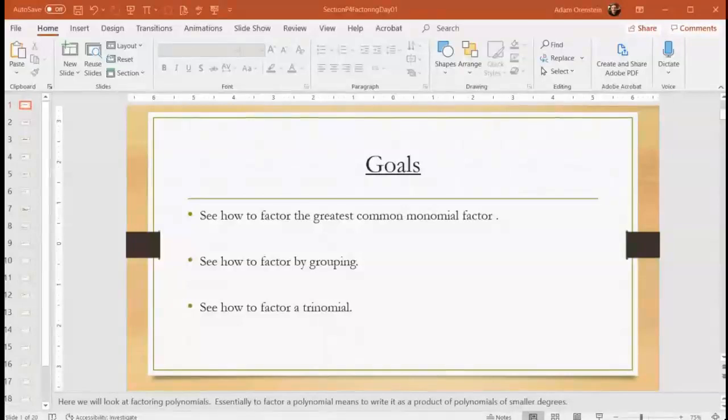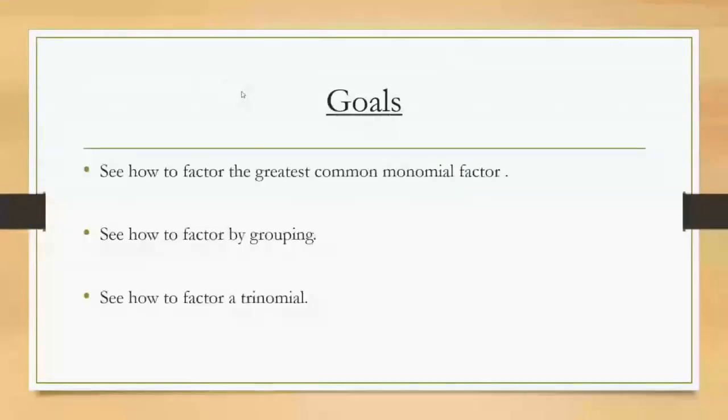So here what we're going to do is start factoring. And factoring is really the opposite of multiplying, in the sense that if you multiply two polynomials together, right? You get a polynomial that's of larger degree and probably going to be more complicated.